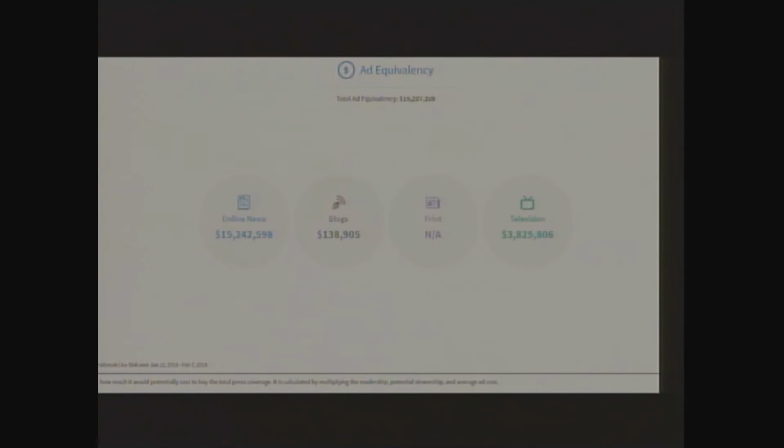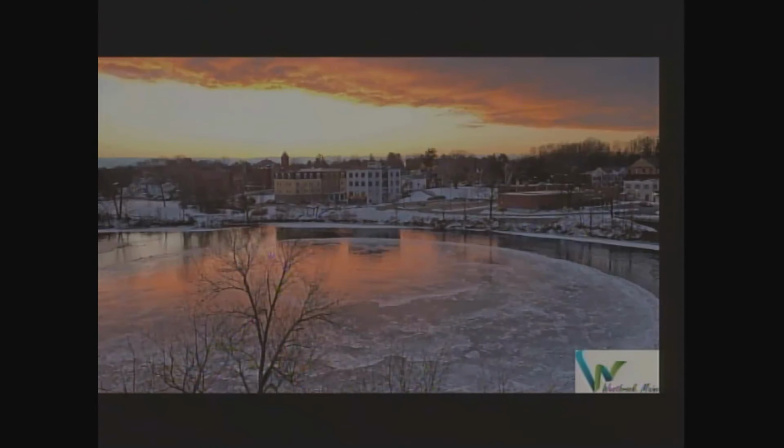So online news, the ad equivalency is $15.2 million. Blogs, 138,000, and television over about 3.9 million. So making a total ad equivalency of the ice disk coverage from January 13th to February 7th of $19.2 million. So it's a pretty good bonus on top of our advertising budget. Pretty good. And that is all. I took that the morning of the Good Morning America shoot.